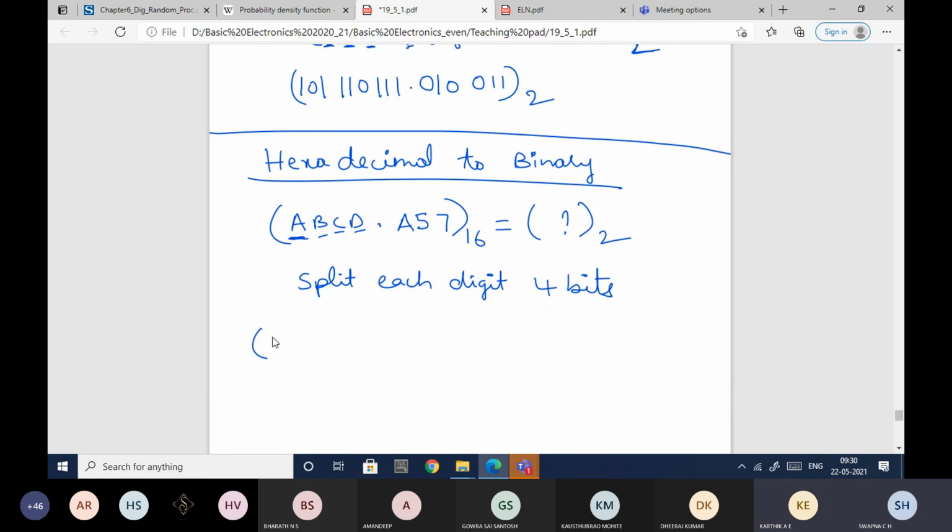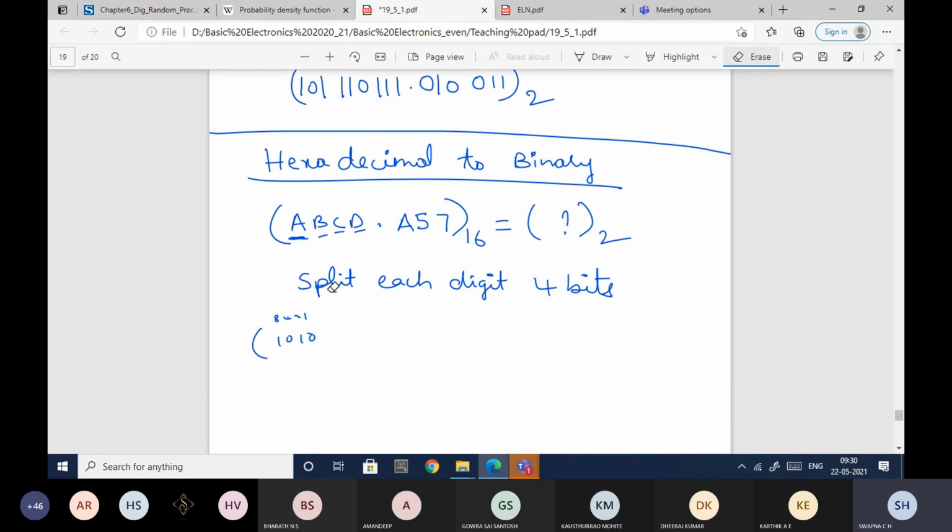A is 10. 10 is 1010, using 8421. Don't write this 8421 in the exam. That is only for your understanding. B is 11. 11 is 1011. C is 1100. D is 1101. Okay, point. Again A. A is 1010. 5 is 0101. 7 is 0111. Base 2. That's it.